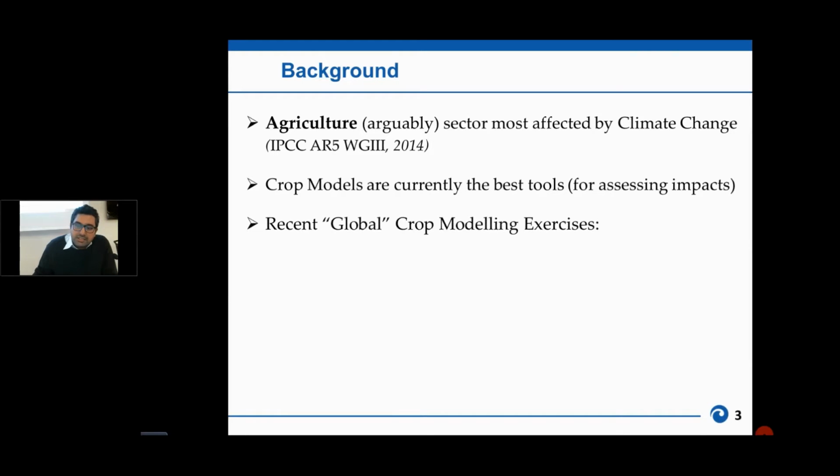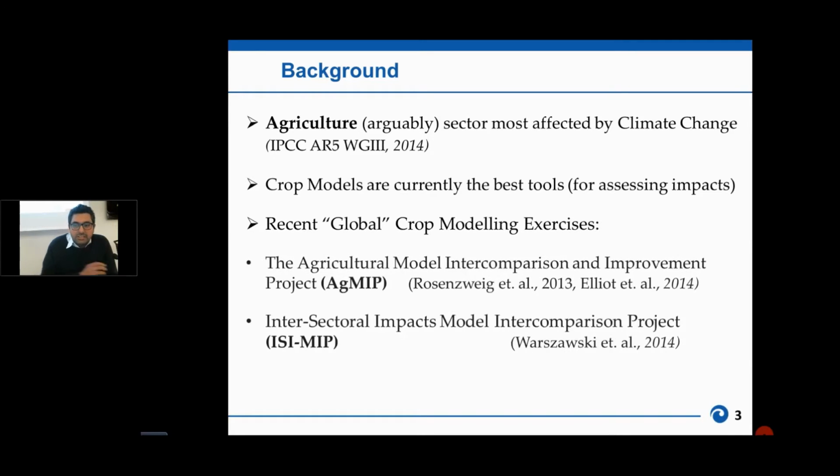At a global scale, there are crop modeling exercises currently underway, two key exercises that I will mention here, mainly because the data comes directly from these crop modeling exercises. This is the AgMIP, the Agricultural Model Intercomparison and Improvement Project, which is sort of an umbrella project overlooking the second one, which is the Intersectoral Impacts Model Intercomparison Project.